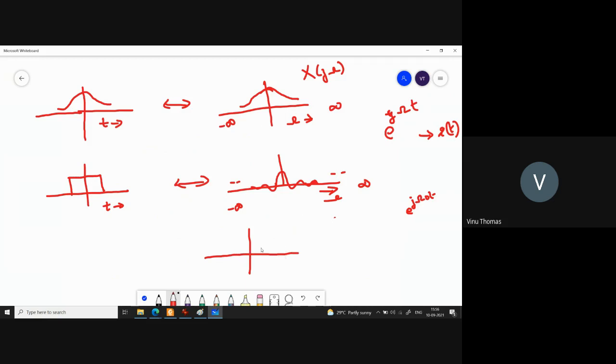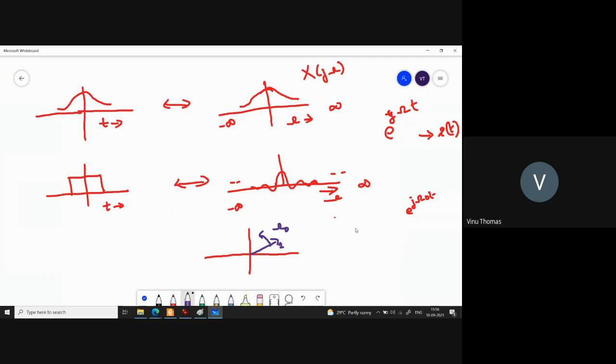So I have drawn the two-dimensional plane. Let me consider a phasor. To represent the phasor, I will use a different color. This phasor is rotating in the positive direction with an angular velocity of omega 0. This length is equal to 1. So this phasor is a representation for e raised to j omega 0 t.